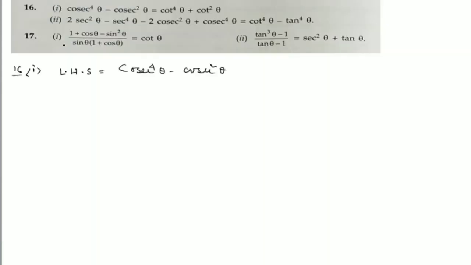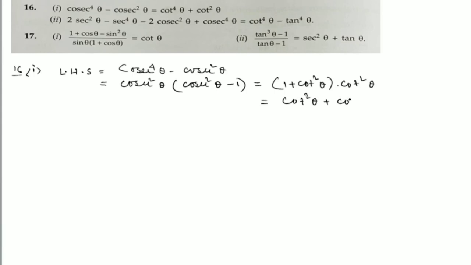Okay. Now I will solve problem number 16, and the problem is cosec to the power 4 theta minus cosec square theta is equal to cot to the power 4 theta plus cot square theta. So I have already written down the problem, and here at first I take cosec square theta as common. So here it will be cosec square theta minus 1. Okay. And cosec square theta means 1 plus cot square theta. And cosec square theta minus 1 means cot square theta. So after multiplication we get cot square theta plus cot to the power 4 theta. Okay. So we get right hand side and it is proved.